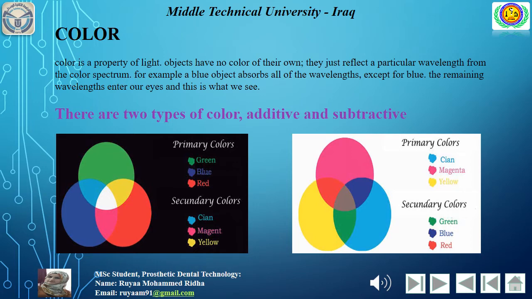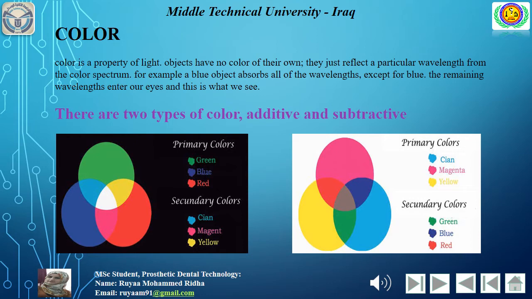In the beginning, we're talking about color in general, which means a property of light. Objects have no color, but they just reflect a particular wavelength from the color spectrum. The color and appearance of teeth is a complex phenomenon.